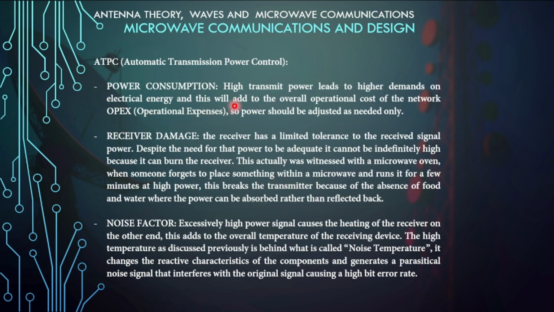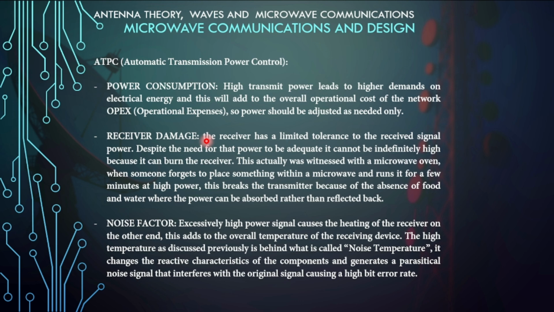Power consumption. High transmit power also leads to higher demands on electrical energy, and this will add to the overall operational cost of the network, or OPEX. So power should be adjusted as needed only.